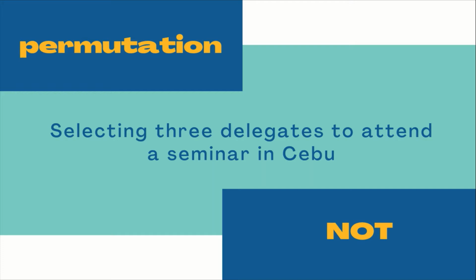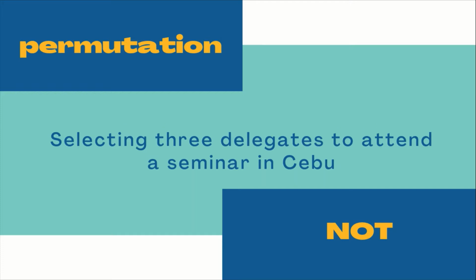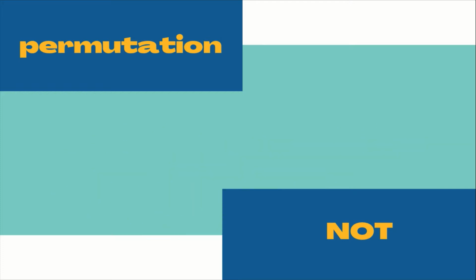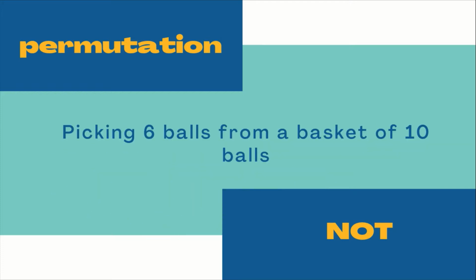Selecting 3 delegates to attend a seminar in Cebu. So we are just forming a group. So hindi mahalaga kung sino yung una, pangalawa, or pangatlong pinili. So it does not illustrate permutation. Next, picking 6 balls from a basket of 10 balls is not an example of permutation.